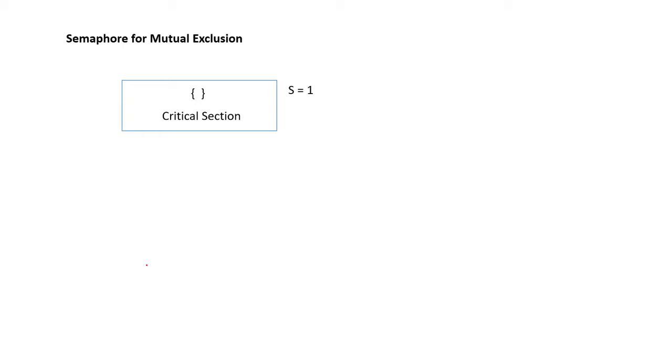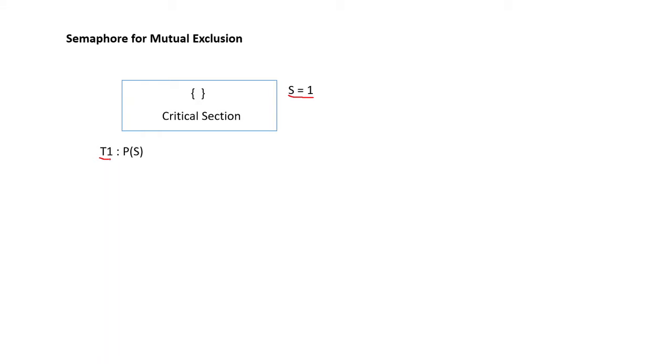So what happens here is, in this particular case, as we can see, we have a critical section which is empty as of now, and we have a semaphore variable S whose value is 1. Now let a process or a thread come in. Let that process or thread be indicated as T1, and that process needs to enter into the critical section.